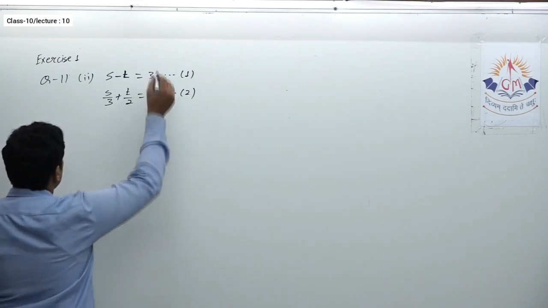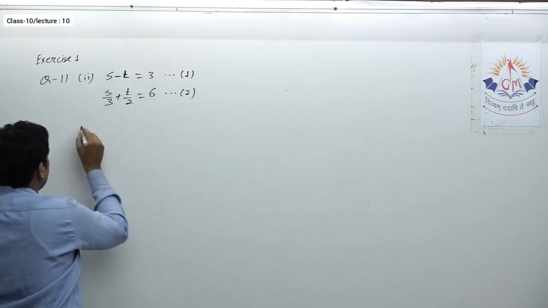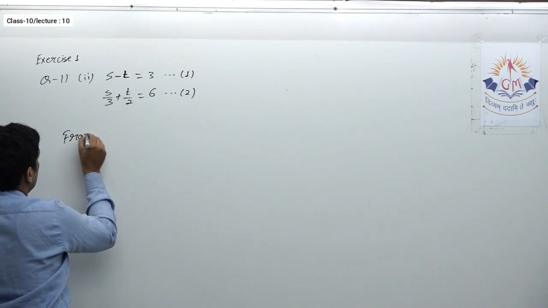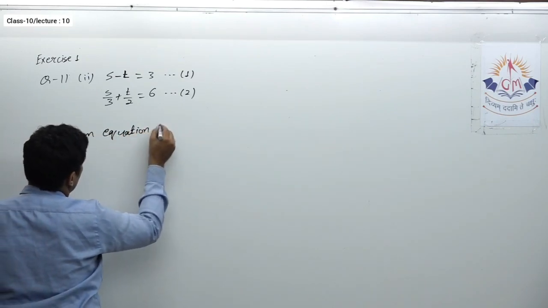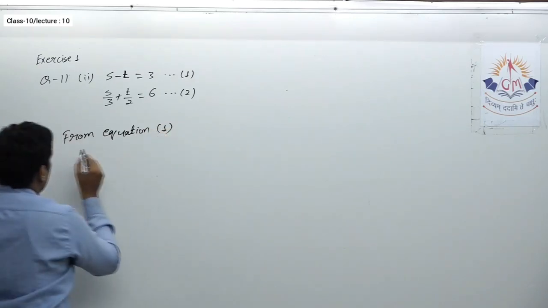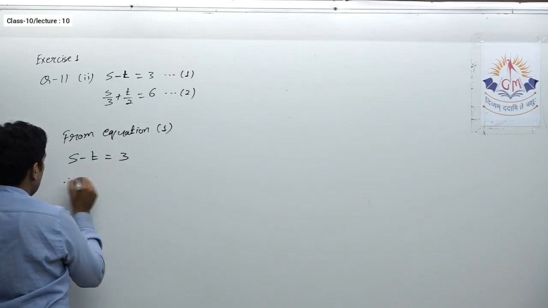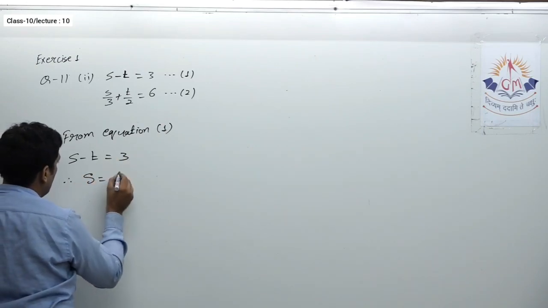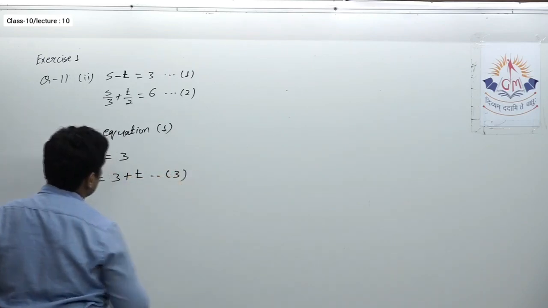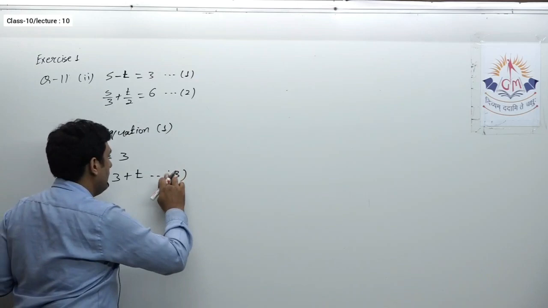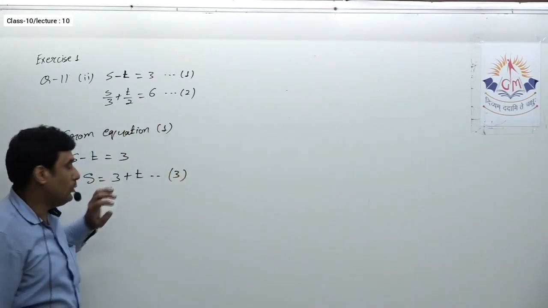Or another way, I can find the value of s directly from this and put it in this. So from equation 1, s minus t is equal to 3, therefore I can write s is equal to 3 plus t. Let it be equation number 3. This is the third equation. Now we have to put this value in equation number 2.